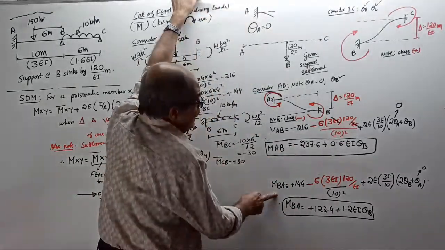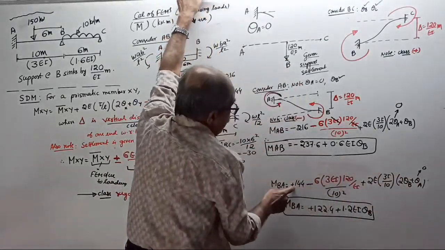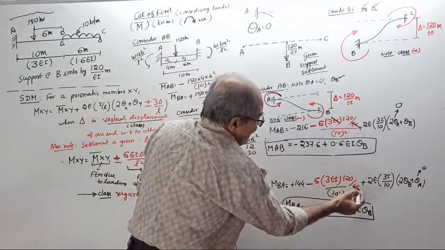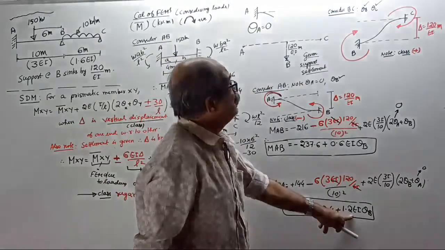Same way, write M_BA. Theta A is 0. FPM first one is 144. Add these two, EI cancels. You get plus 122.4 plus 1.2 EI theta B.